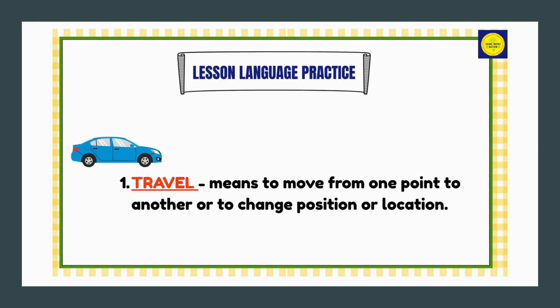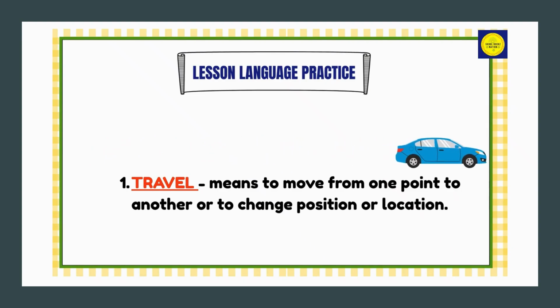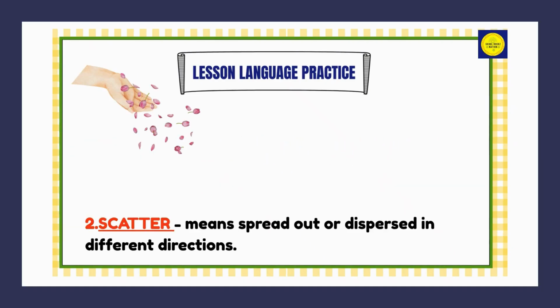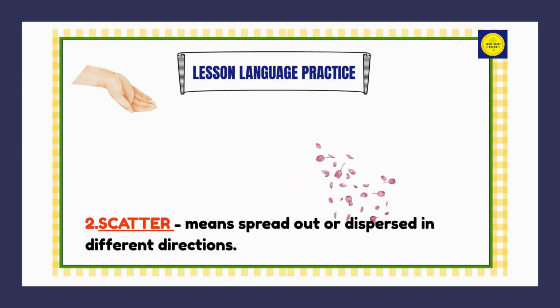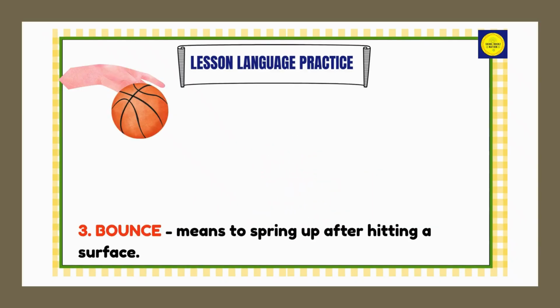Lesson language practice. Travel. Travel means to move from one point to another or to change position or location. Scatter. Scatter means spread out or disperse in different directions. Bounce. Bounce means to spring up after hitting a surface.